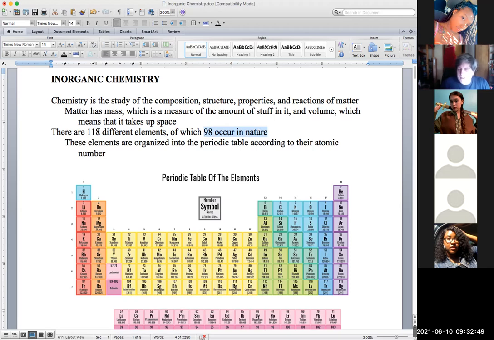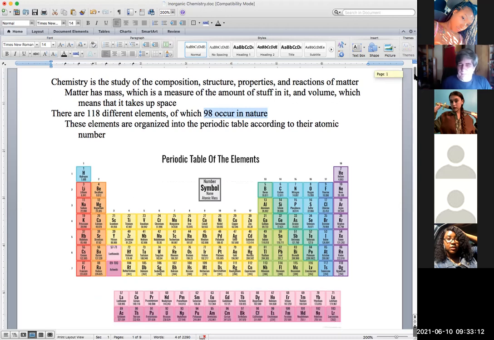Well, what about the other 20? What about the 20 that don't happen in nature? These elements have only been observed when we do nuclear reactions in physics labs. So we haven't seen them in nature. It doesn't necessarily mean that they aren't out there, but we haven't observed them yet.